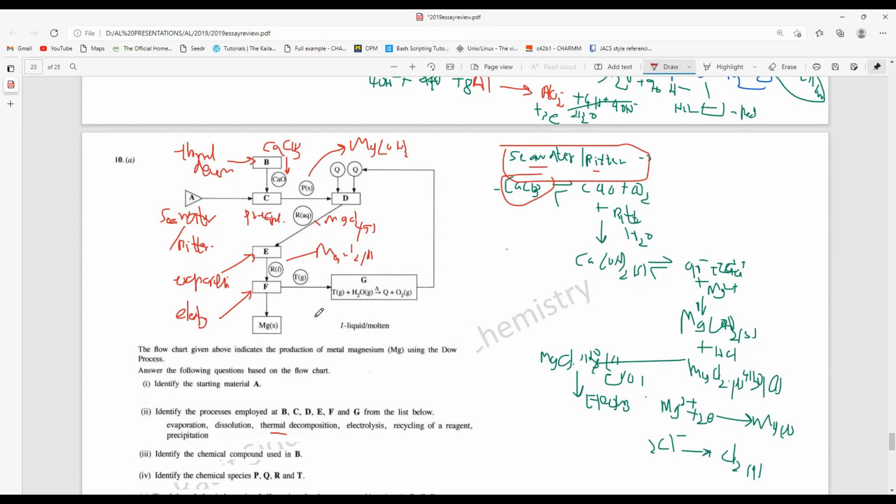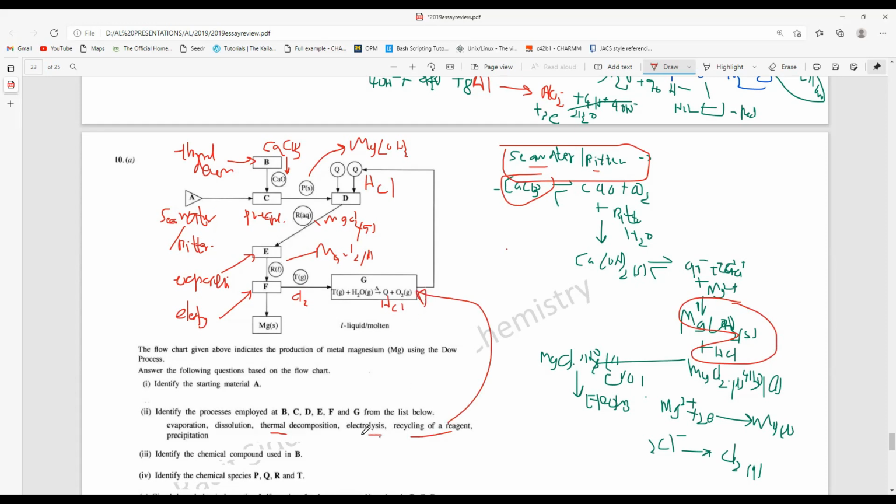So when you do the electrolysis, one product is magnesium, the other one is chlorine. So chlorine, when reacted with water, will give Q. So Q is surely HCl, which is why, when you have magnesium hydroxide here, we use HCl to form the chloride. So Q is HCl, right? So this is the recycling of a reagent. So G is recycling of a reagent.